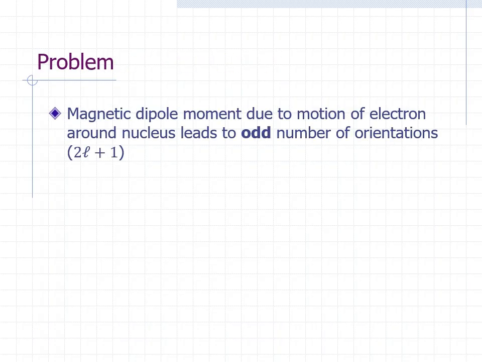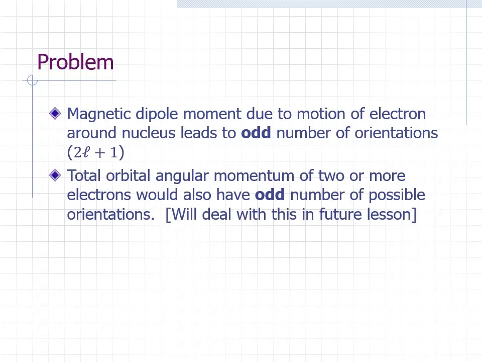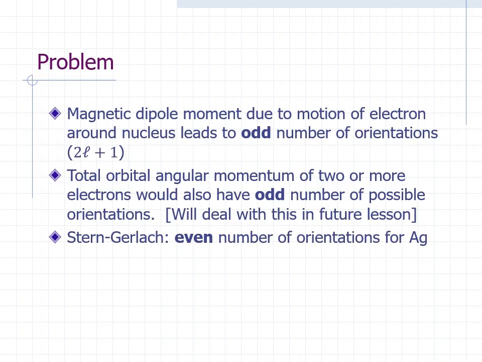From what we've learned about orbital angular momentum, the number of possible orientations of a magnetic moment should be 2L plus 1. That is always an odd number: 1, 3, 5, and so on. This applies not only to single electrons, but, as we'll see in future lessons, also to systems with multiple electrons. The allowed orientations should still follow this odd number rule. But the Stern-Gerlach experiment gave us two outcomes for silver atoms, an even number. That directly contradicts what orbital angular momentum alone predicts. So clearly, something is missing in our model.